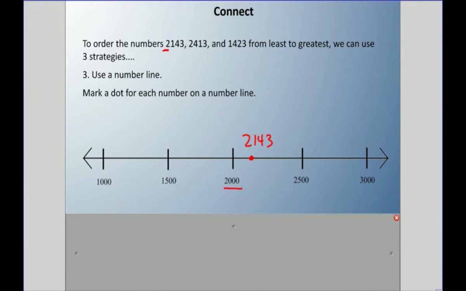I'm going to label it there. The next one, this time we're just before the 2,500, so I'm going to label that one. And then that 1 represents the 1,000, and this 4 is 400, so that's a little bit less than 1,500, so here we go. And here again, you can see what the order is. We're going least to greatest, so that means we're going this direction.